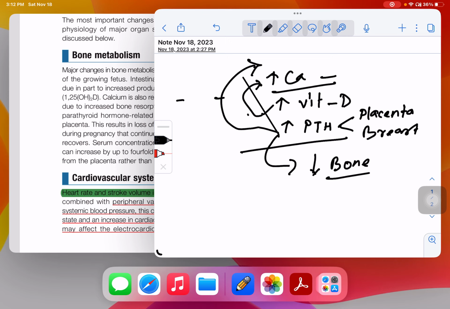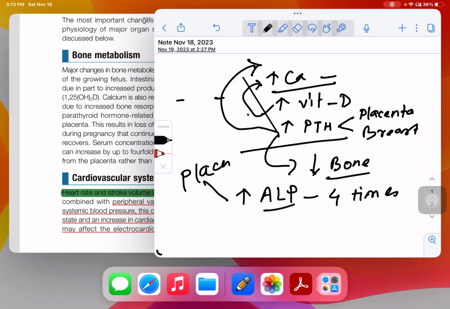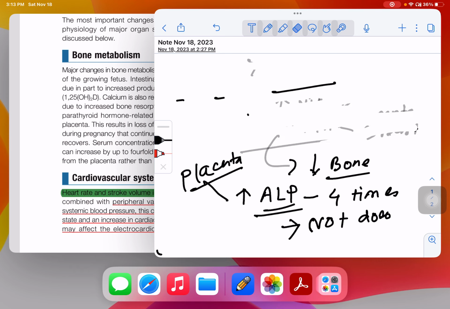So there is decreased bone mass in the maternal skeleton, and there is increased alkaline phosphatase in pregnancy. It can rise up to 4 times. This alkaline phosphatase comes from the placenta, and this does not indicate obstructive jaundice. So this is all about bony metabolism during pregnancy.